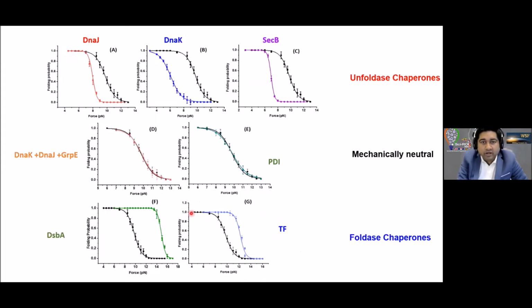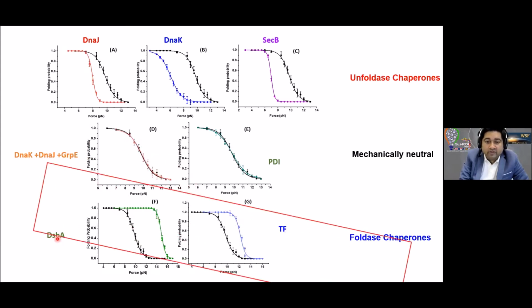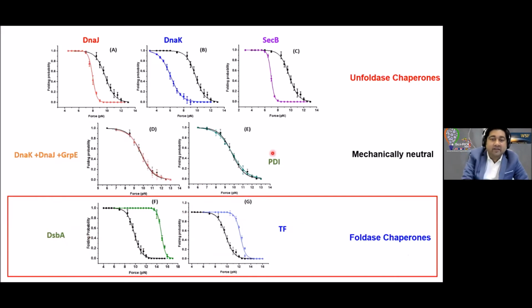Now there are 2 important parts. One is that unfolded chaperones work as unfolders both in presence and absence of force. However, in presence of force, DnaJK is actually mechanically neutral. In absence of force, they are folders, and DsbA and trigger factor are mechanical folders, but in absence of force they are actually unfolders, right? So then we tried to understand why these proteins are behaving differently. What is the physiological reason behind that?